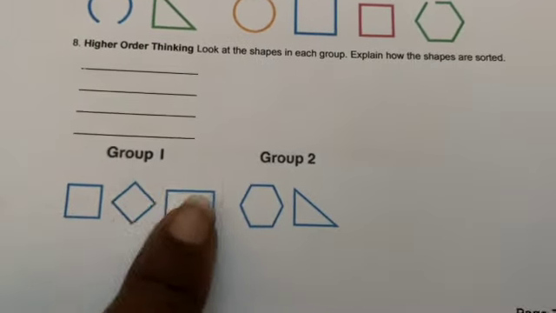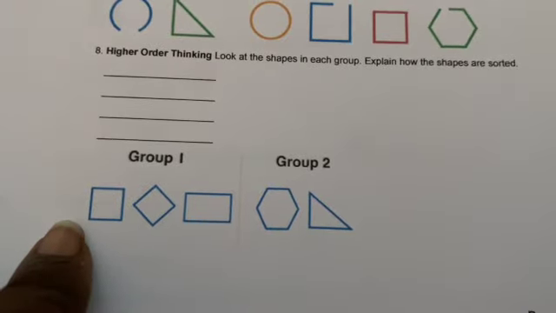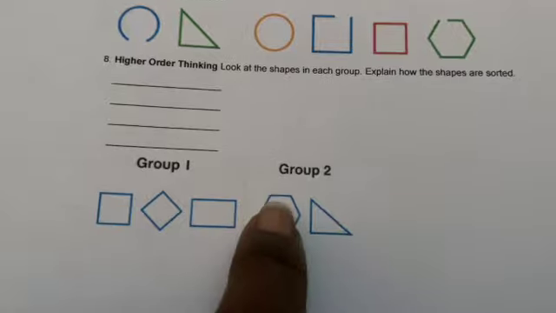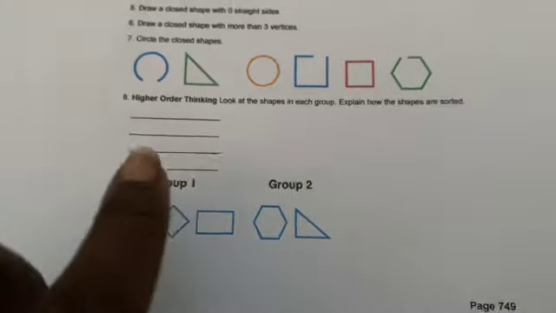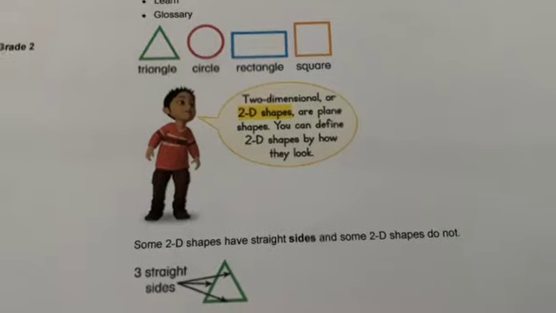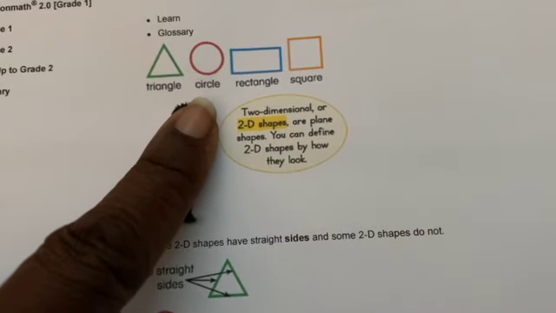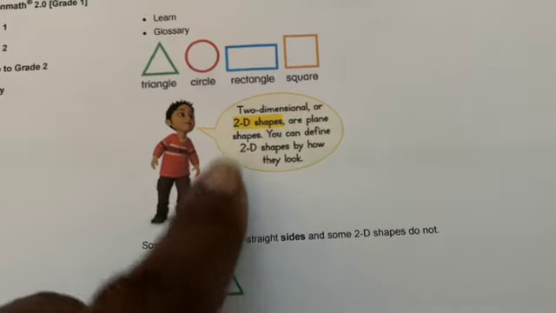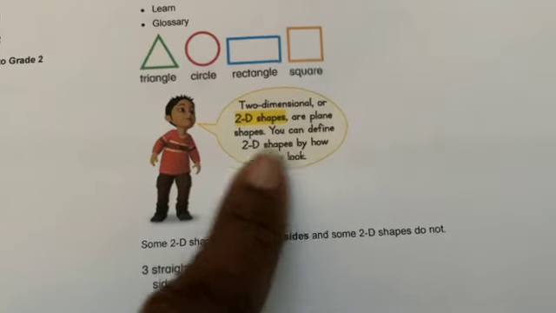So in this group right here, how are these shapes sorted? And then how are these shapes sorted? And so this is a new shape. Okay, this is a new shape, but how are they sorted? Okay, so here we have a triangle, we have a circle, we have a rectangle, and then we have a square. So 2-dimensional or 2D shapes are plane shapes.